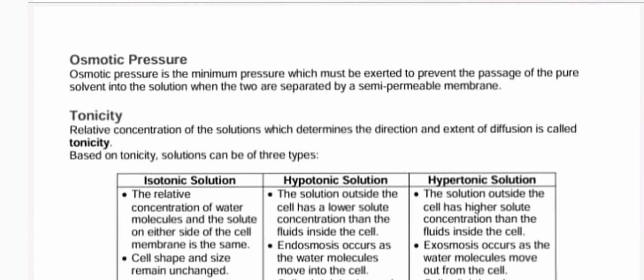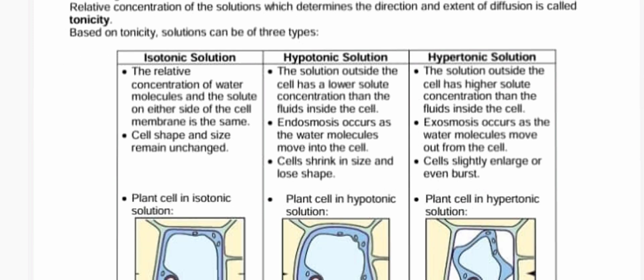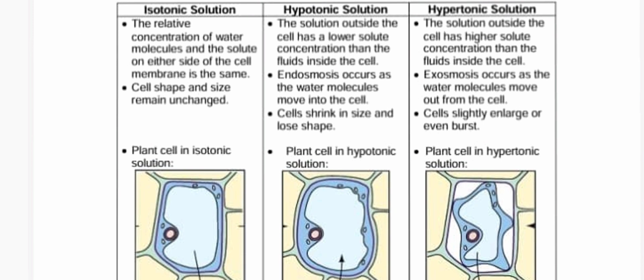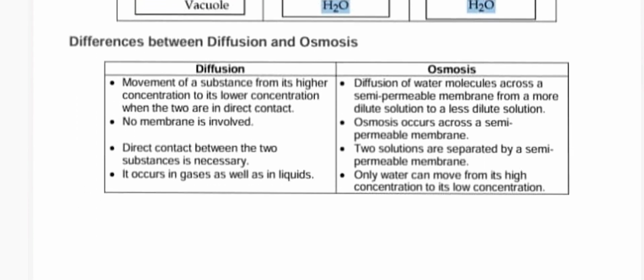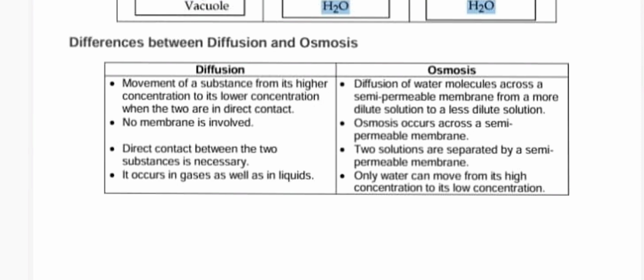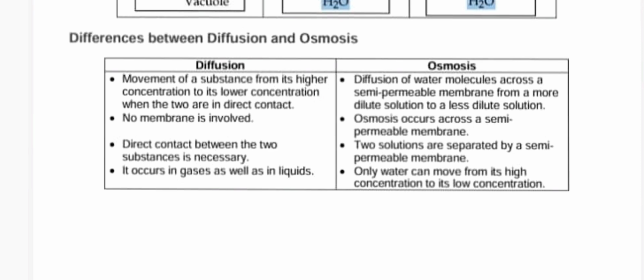Now let's see tonicity. Tonicity is the relative concentration of the solution, which determines the direction and extent of diffusion. These are isotonic solution, hypotonic solution and hypertonic solution. You can see over here. Now diffusion and osmosis: diffusion is the movement of substance from higher concentration to lower concentration when the two are in direct contact, no membrane involved. Osmosis is the movement of water molecules across the semi-permeable membrane from more dilute solution to less dilute solution.